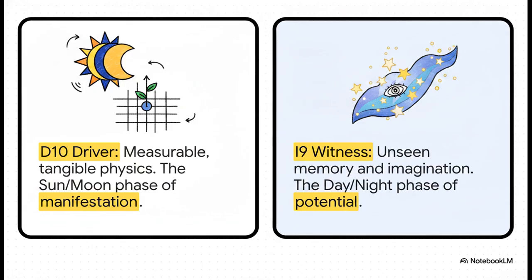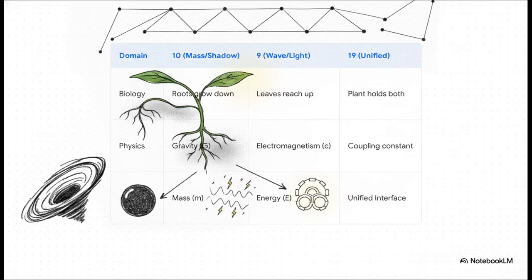Then you have the I9 witness field. This is the unseen, accumulating integral of memory, wisdom, and imagination. D10 is the localized physical particle, while I9 is the continuous wave of meaning. You literally cannot have reality without both. And it is absolutely wild how perfectly this duality maps across every scientific domain we know.